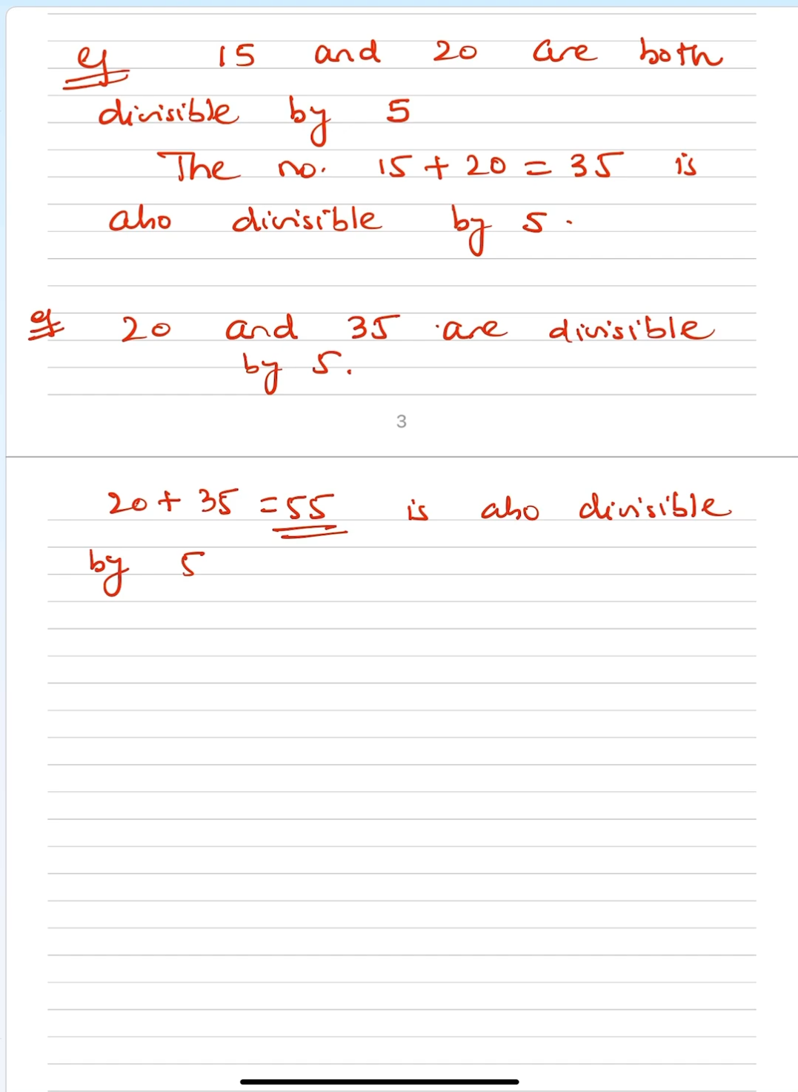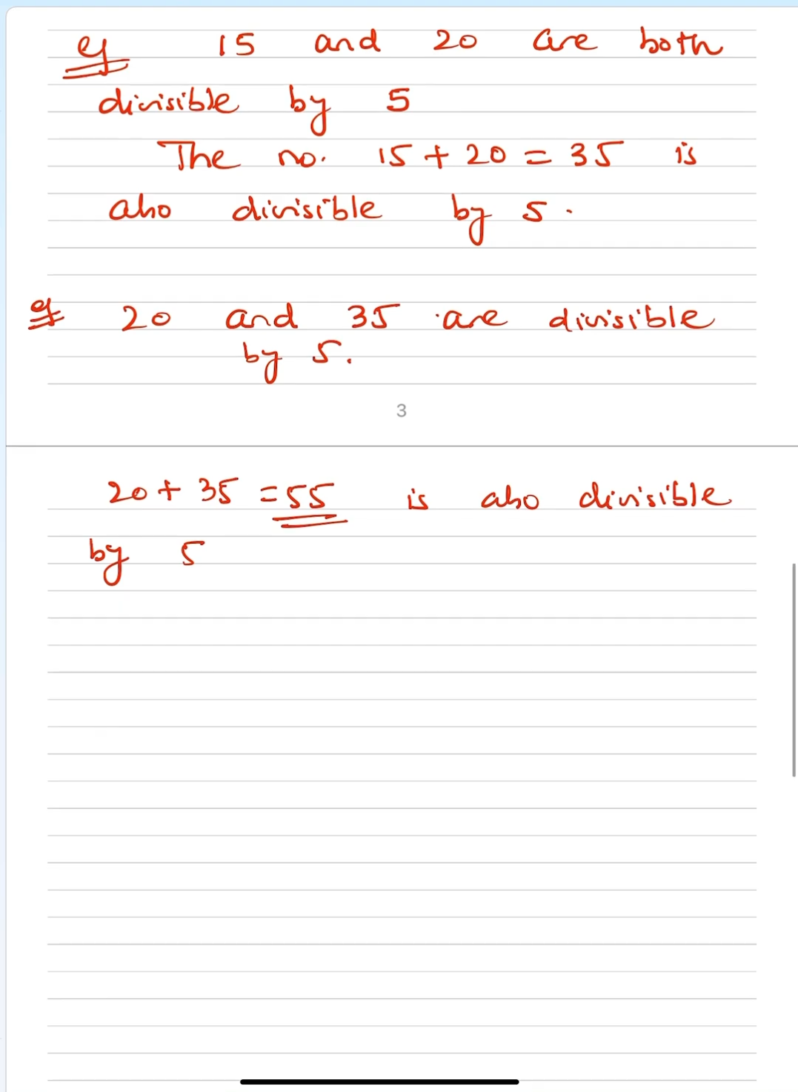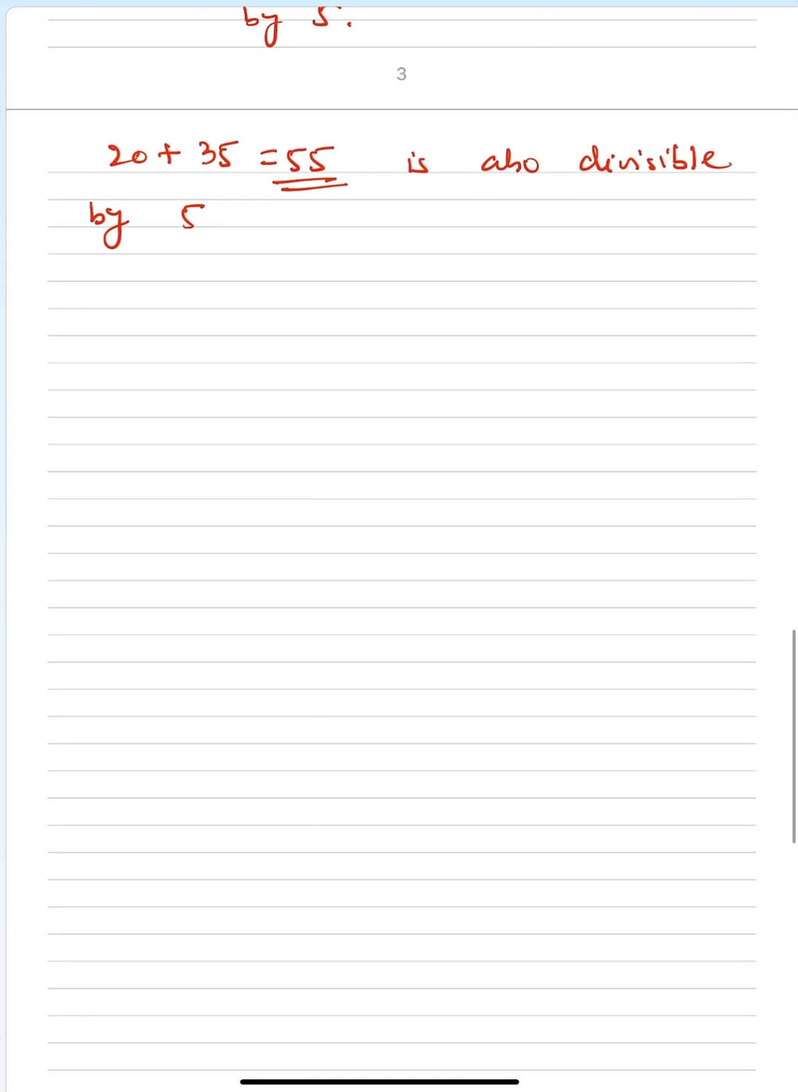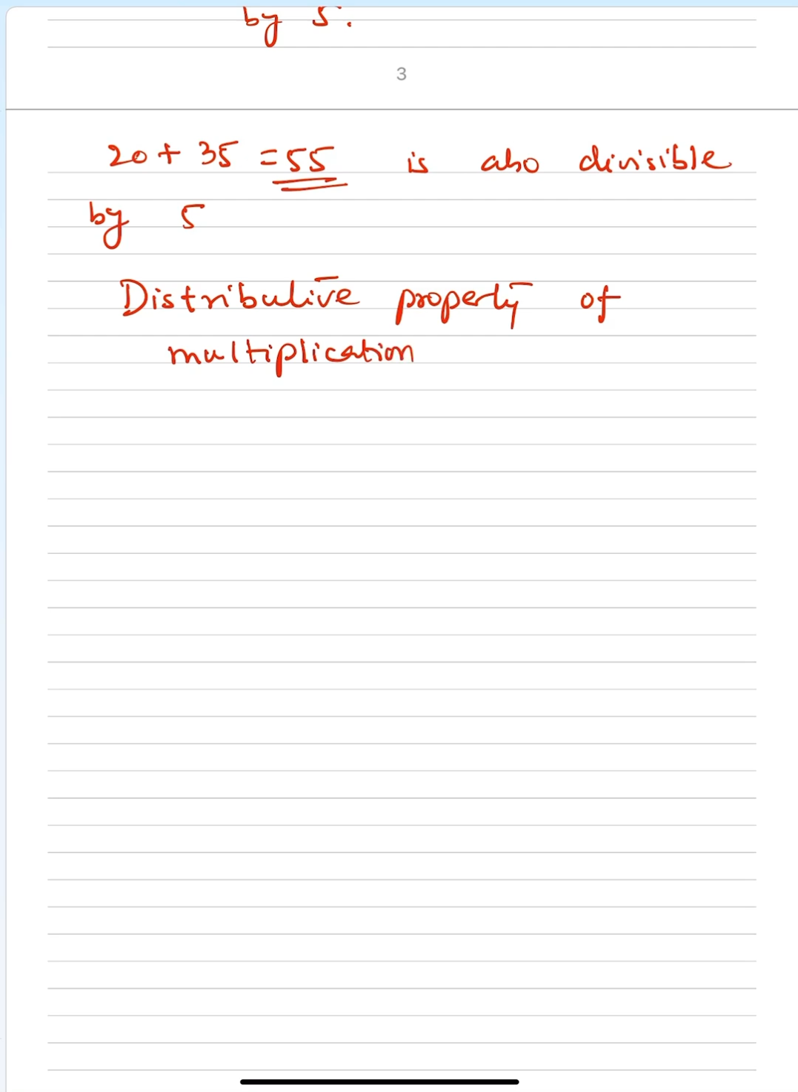Now let us understand it more clearly according to the distributive property of multiplication over addition. How will we prove this? See, this is nothing but the distributive property of multiplication over addition.